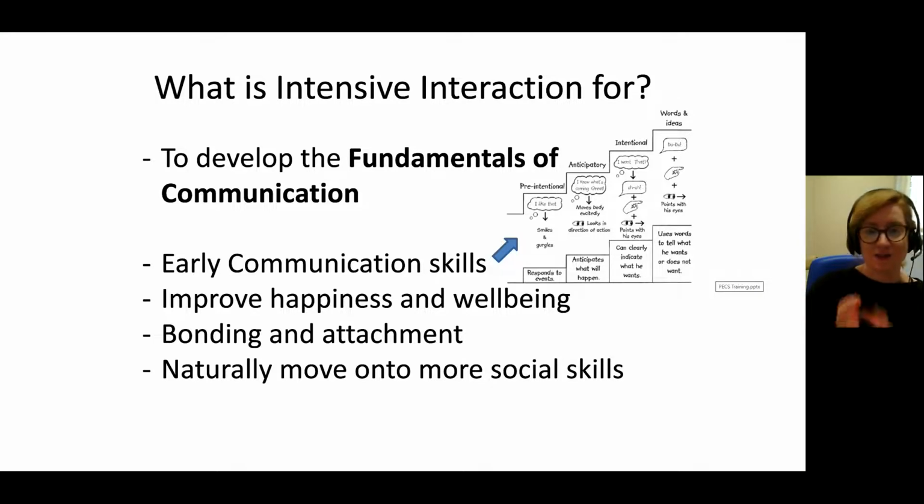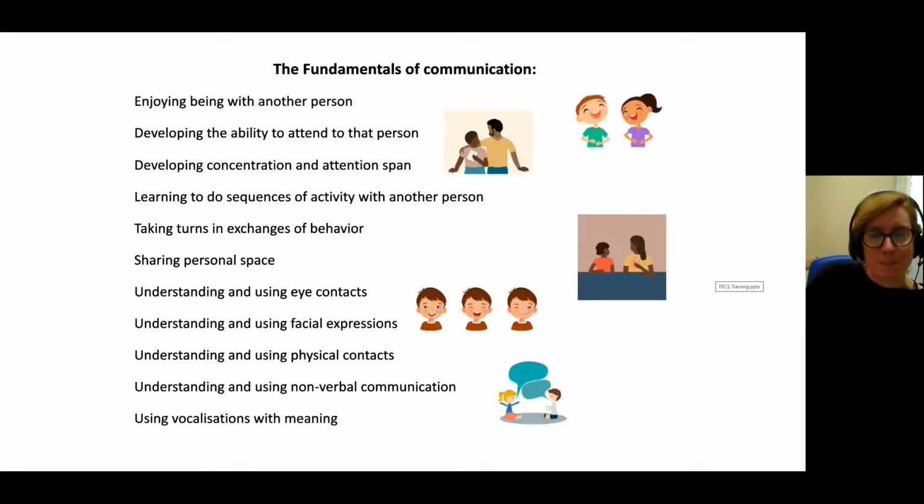So intensive interaction works on the fundamentals of communication, which are all these communication skills that lead up to having intentional communication. So it says early communication skills, and the idea is to improve a child's happiness and well-being, their bonding and attachment, and to support them naturally to then move on to those further social skills, and giving them the foundational skills to do that.